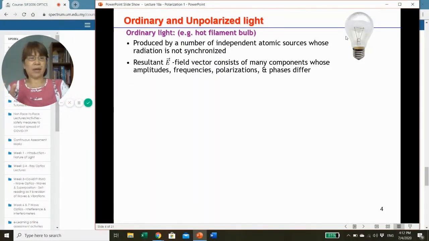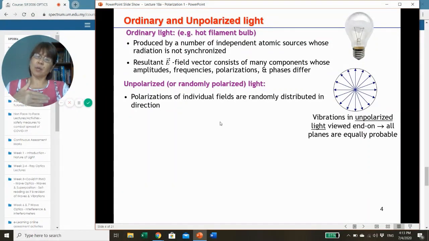Now, let's look at ordinary light. I'm not sure whether you've seen this, but these are the incandescent bulbs that I used to use in my time. Here, light is produced by a number of independent atomic sources whereby the radiation given out is not synchronized. And the resulting E field vector would then be made up of many, many components whereby the amplitude, the frequency, the polarization, the phases would all be different.